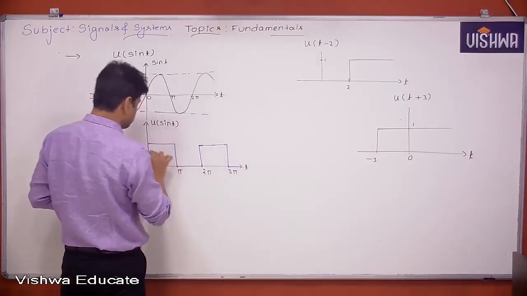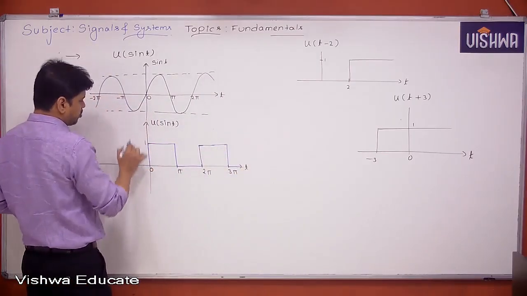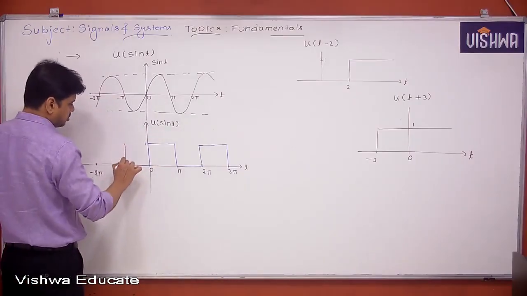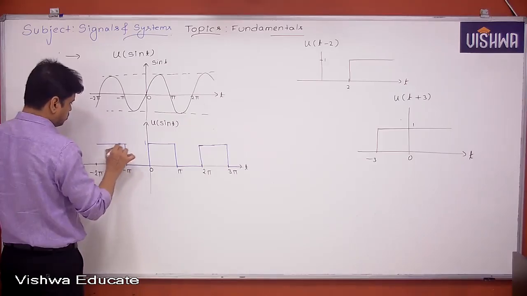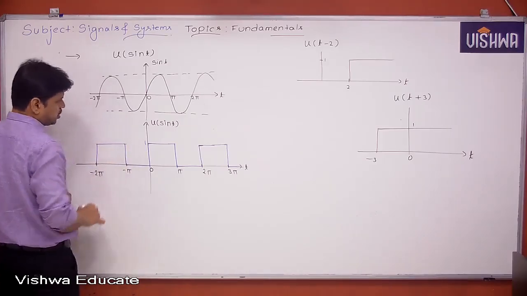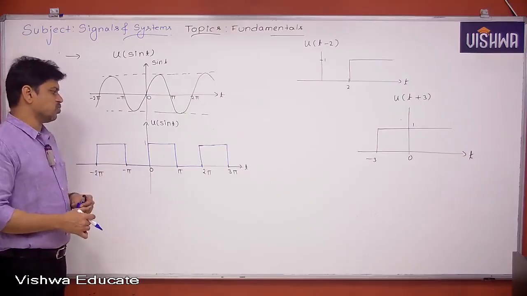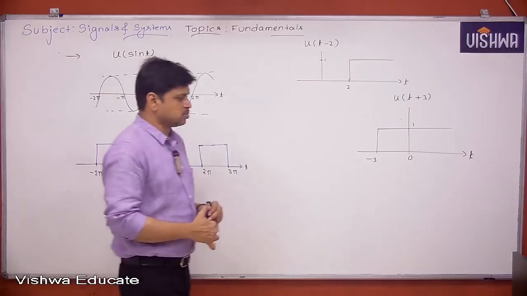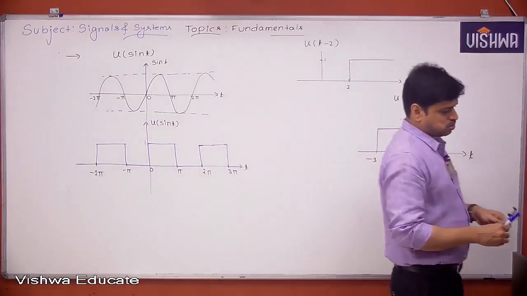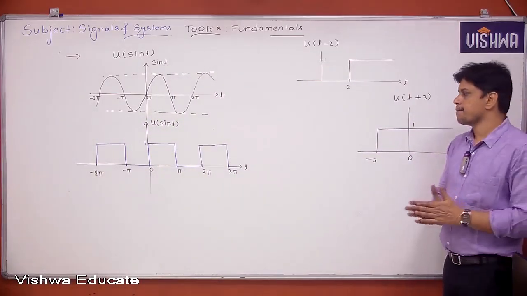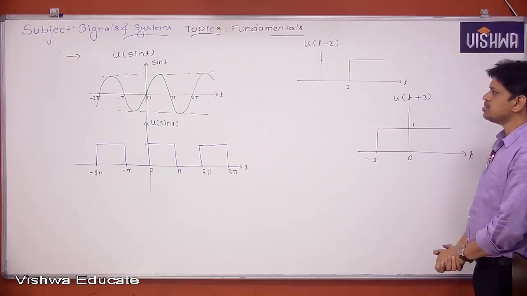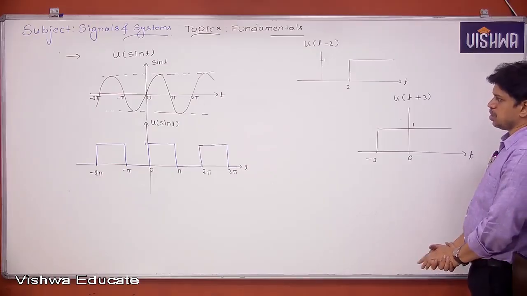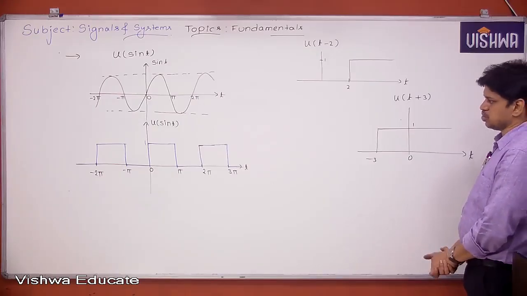Again it drops to 0. Next, 0 to minus pi, its value is 0 because the argument is negative. Again 1. Like that it will go. Again 0. So this is the function we are going to get, u of sin t, which is nothing but a square wave. Okay, make a note. Argument means the inside-the-bracket value. Whenever the argument is positive, the value is 1; whenever the argument is negative, it is 0.